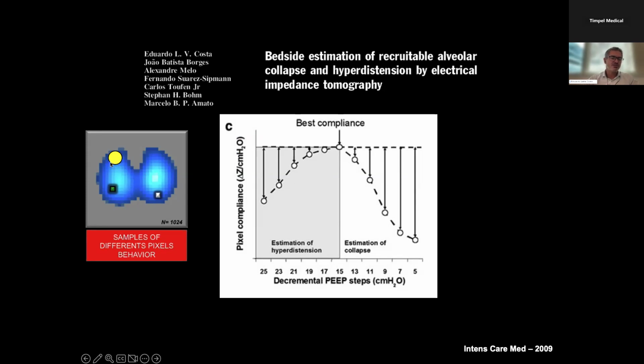So imagine you have one pixel in the ventral region, this yellow. So the curve would be something like this. So these regions tend to tolerate lower PEEP levels because they are in a non-dependent place of the lung, so the transpulmonary pressure, the lung distension itself, is higher. And when you compare to a region that's in the dorsal portion, you'd get something like this. So the maximum compliance would occur at much higher PEEP levels. So from here on, you would get some collapse.